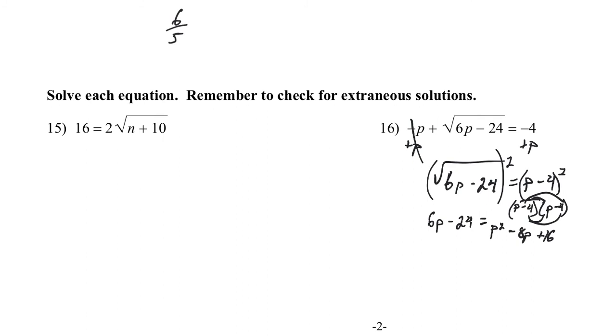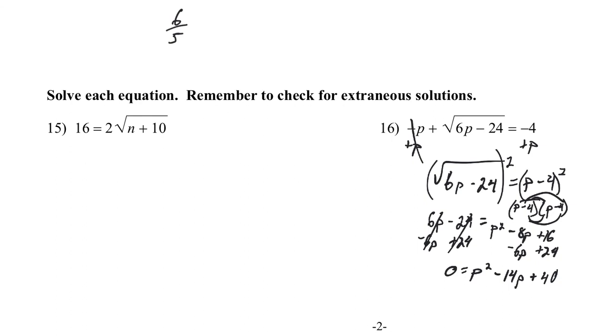And then I need to get it equal to 0 so that I can factor and solve. So I'm going to subtract the 6p and add the 24. And those are going to be gone. So now it's going to be equal to 0. P squared minus 14p and then plus, we've got 40.